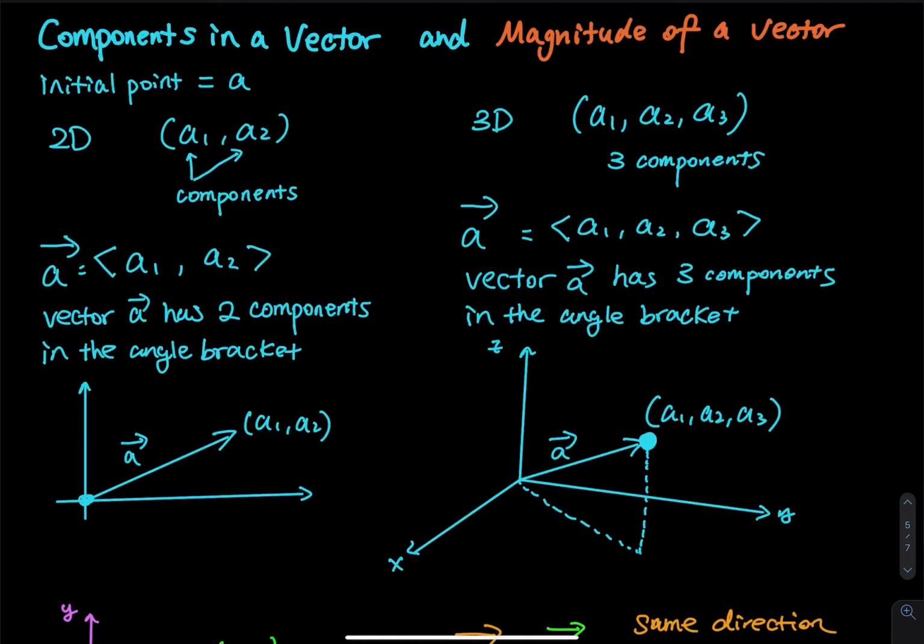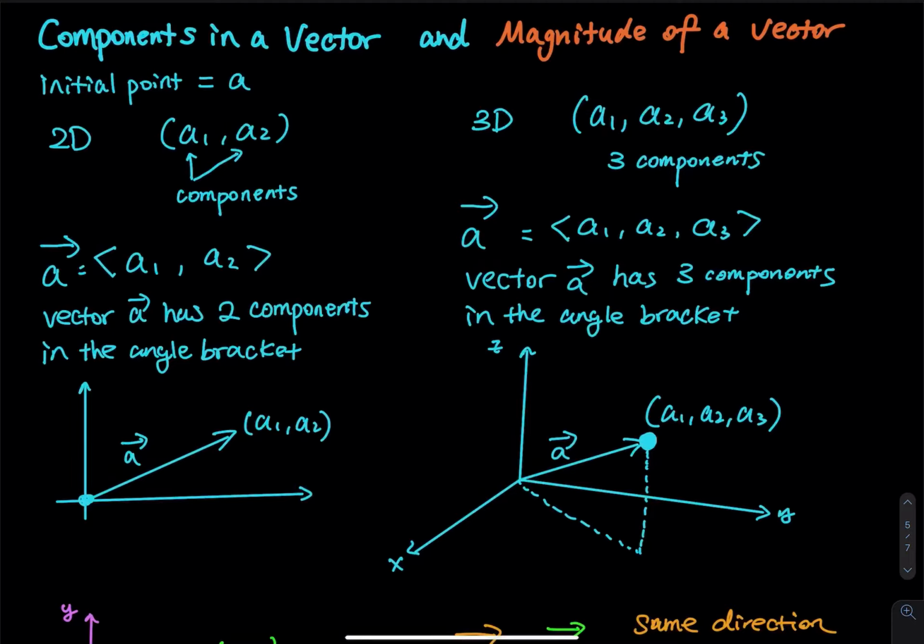Component in a vector and magnitude of a vector. So for component, when I say the word component, just think about this: you treat a vector as a machine. Components in a vector is like you open up the shell of the machine and then you look inside at the parts of that machine. So the part stands for the component.